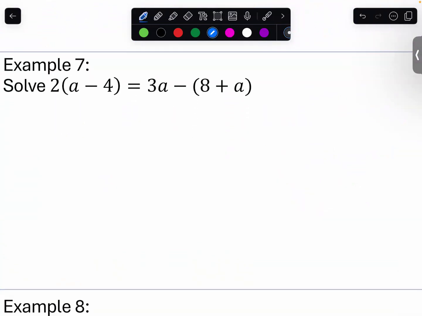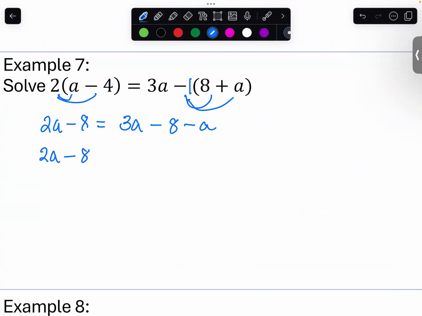Let's go ahead and solve this next equation. I'm going to distribute again into my parentheses. Notice in the second side of my equation, the right, I'm going to distribute a negative 1 into my parentheses. I'm going to combine like terms on the right-hand side. So I'll combine that 3a and the minus a to get 2a.